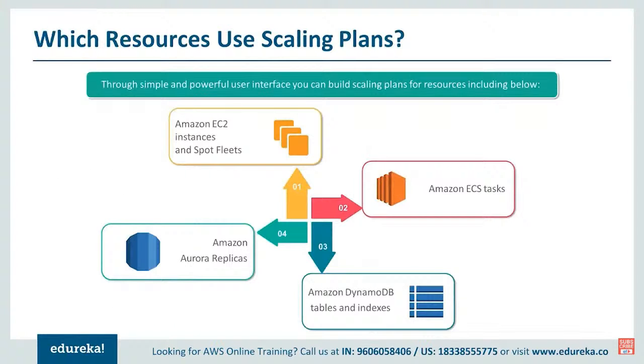Then which resources would use scaling plans? You have EC2 instances. We have already seen in the demo that you can use Spot instances. Then you have Amazon Aurora replicas. Aurora is a homegrown AWS database service, relational and fully MySQL compatible. Likewise, DynamoDB can scale horizontally, so from a user perspective, you don't care about the scaling. And then you have ECS tasks. ECS is the container service wherein it can scale up like your compute resources.